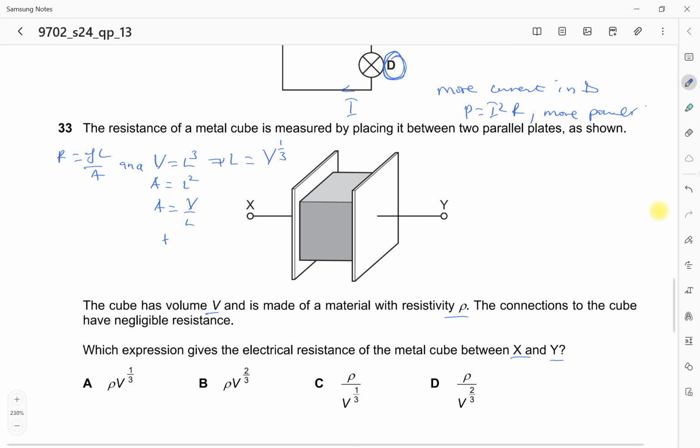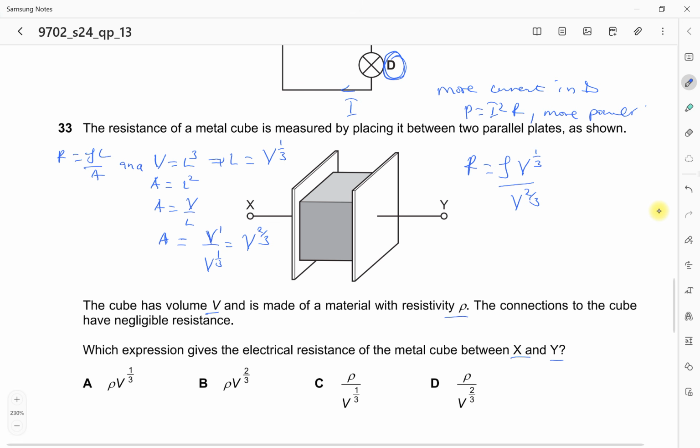So the area can also be given as V divided by L, which is V to the power a third. So where there is area, I'm going to put V to the power 1 divided by V to the power a third. We subtract the powers: 1 minus a third becomes 2 over 3. So I'm now going to substitute. Resistance is going to be equal to rho. Where there is L, I'm putting V to the power a third. Where there is area, I'm going to put V to the power 2 over 3.